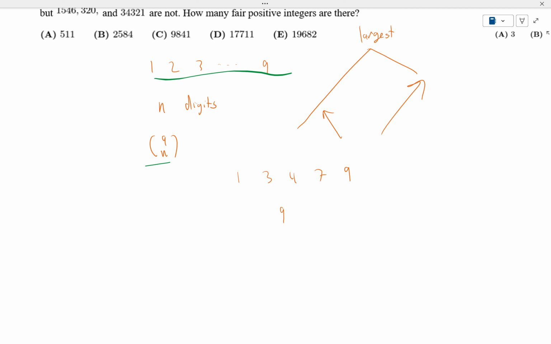So let's say you put 1 and 4 on the left, right? Then it must be 4, 1, because it must be in order. And if you put 3 and 7 on the right, it must be 7 and 3. So this is the only fair number if you put 1 and 4 on the left, given that you're using these digits.